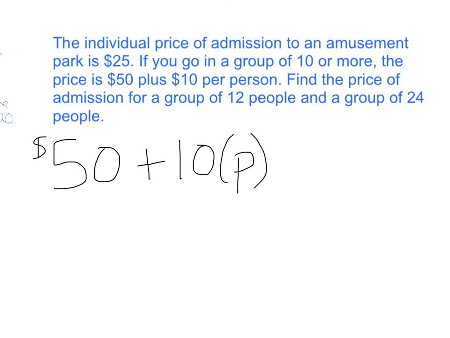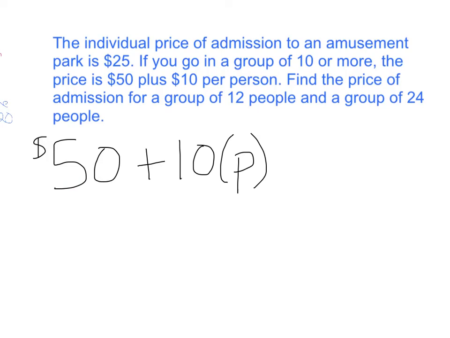Now I know many of you were thinking, oh, well, if 12 people was $170, then for 24 people, I just double 12 and I'd get $340. No, you've got to stop thinking that way. We have this initial cost here of $50. That's $50 no matter how many people show up. So we can't just say we're going to double it and go from 170 to 340. Doesn't work that way. We're still going to plug it in the same way.